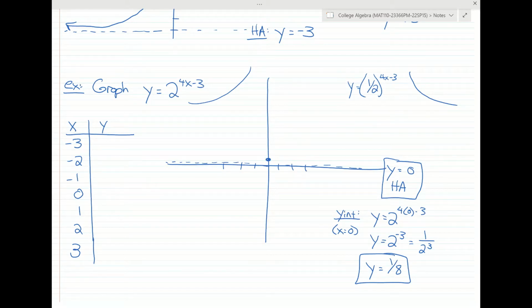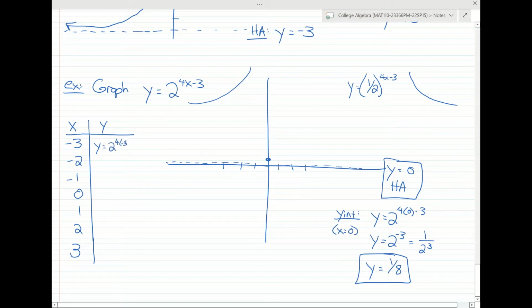If you were to plug in -3, y is equal to 2 to the 4 times -3 minus 3 power. And that would come out to be a really, really small number. It's a 0 with 4 zeros and then a 3 there. Really, really small value. If you were to plug in -2, you would get 0.0004. So not much bigger. And again, you could just type it into your calculator. You don't have to waste time doing that. If you were to plug in -1, 0.0078, so again, a little bit bigger.